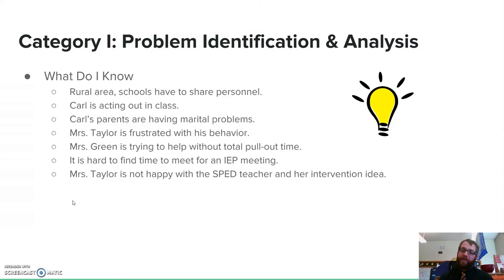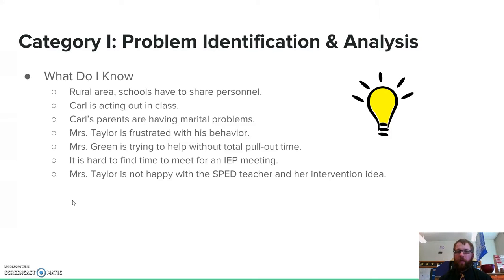We also know that Carl is acting out in class, starting to be aggressive towards other students and adults. We know that this may possibly be stemming from what's going on at home, where there are marital problems between his parents, and they have recently divorced. Mrs. Taylor is not happy with the behavior that he is exhibiting. Mrs. Green wants to help, but she does not want to just completely remove him and isolate him for extended periods of time.